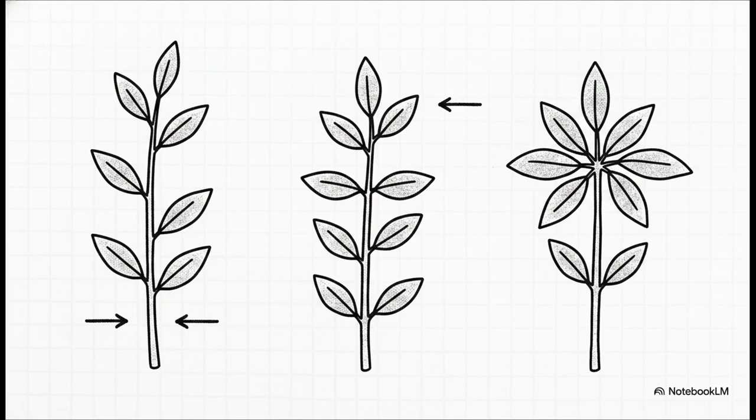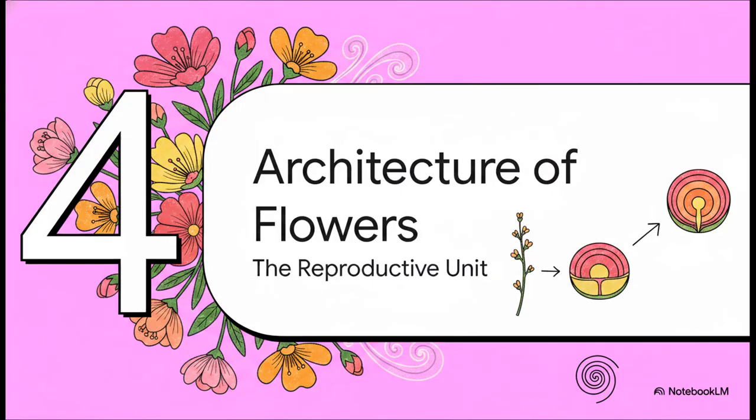And then there's the whorled setup, where more than two leaves circle around a single node like a little crown. Section 4. The architecture of flowers. Let's transition to the most vibrant, welcoming facade of our botanical building, the flower.